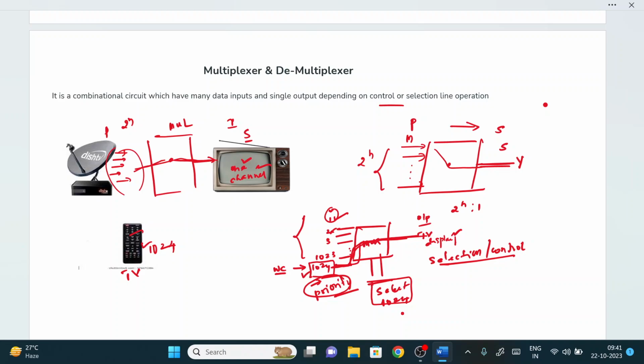So this is how a multiplexer performs conversion of parallel information to serial information. If we don't require conversion from parallel to serial information, then we don't require the multiplexing concept. Now we'll see, for a given number of inputs, how many selection lines are required.